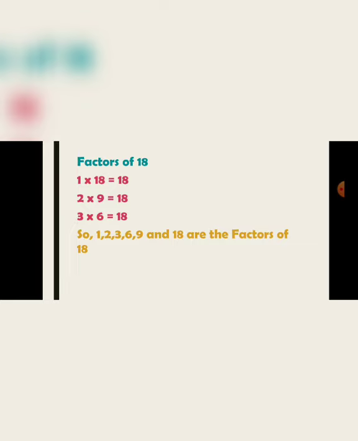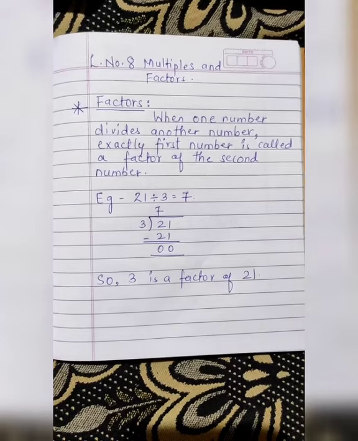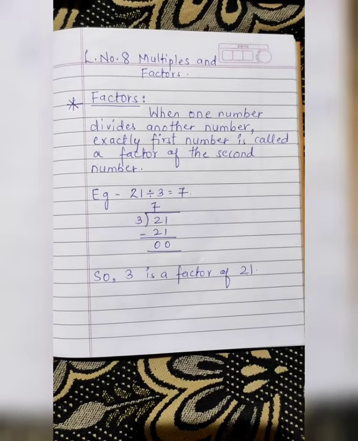I hope students you have understood what factors are. It is very simple. Just remember that when a number is given, like 18, you have to learn in which tables the number 18 comes. Those numbers will be the factors of 18. Understood, students? Okay, so students, let's start with our writing work.